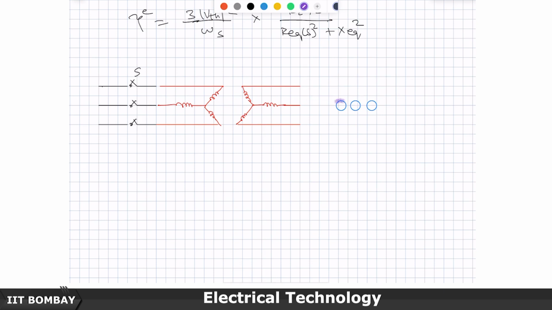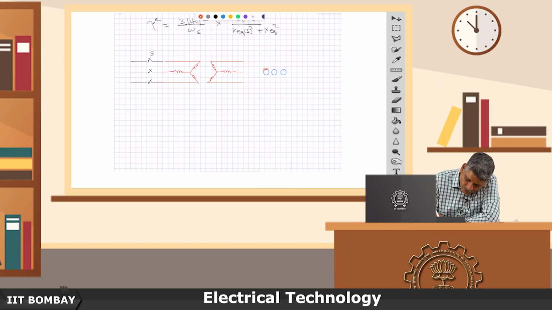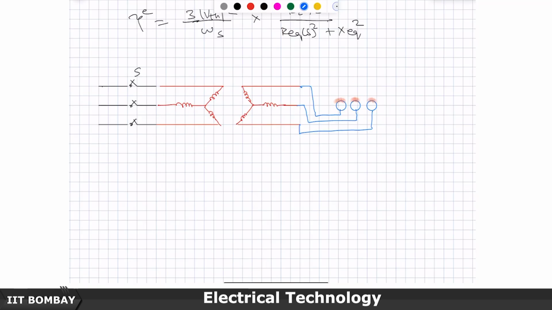And then there is a brush contact here. Maybe I should use a slightly different color for the brush contact. So, I have a brush contact here, I have a brush contact here, I have a brush contact here, and now what I have got here is that this one here is connected somewhere to this one, and then this one is connected to this brush, and this brush is connected to this brush.